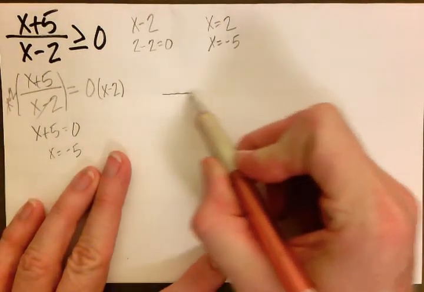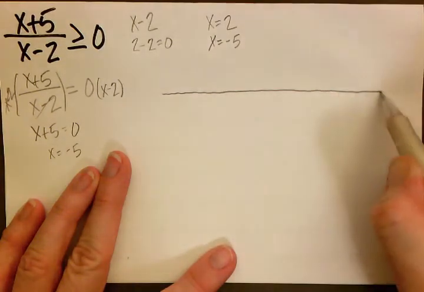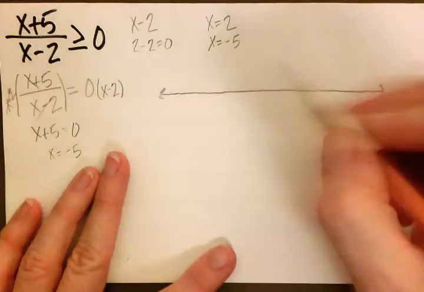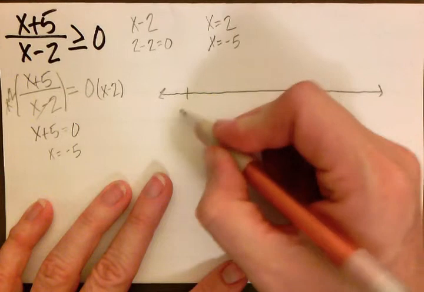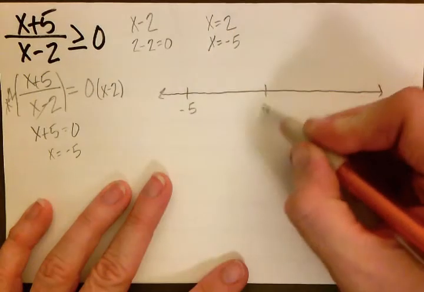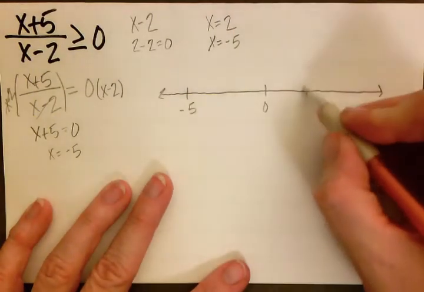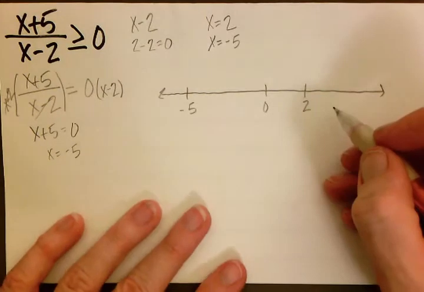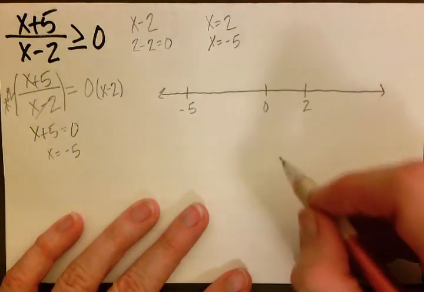Now what we want to do is take a timeline and we want to plot our points. So we have -5 here. For the sake of continuity, we'll just toss in a 0 here, and we have 2 here. And now we want to split this up into regions.